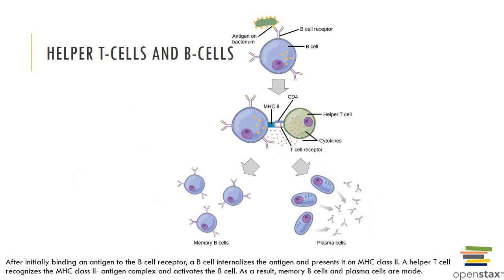Helper T cells and B cells are shown here. After initially binding an antigen to the B cell receptor, a B cell can internalize the antigen and present it on its MHC class II. A helper T cell recognizes the MHC class II antigen complex and activates the B cell. As a result, memory B cells and plasma cells are made.